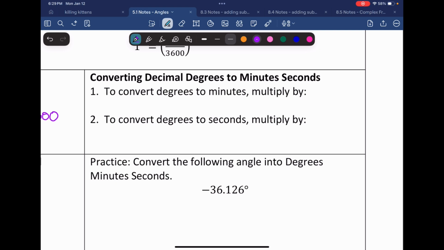All right, now going the other direction, converting decimal degrees back into degrees, minutes, seconds. To convert degrees to minutes, you want to multiply by 60. To convert degrees to seconds, multiply by 60, then multiply by 60 again. So just like with the other conversion, it's essentially multiplying by 3,600. There's a little bit of a trick to it.